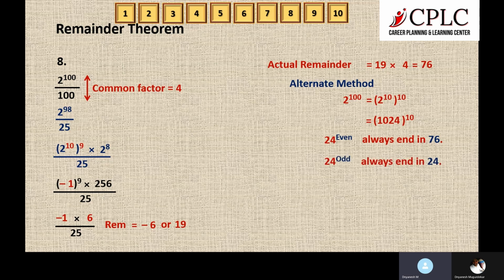So what you realize is that 24 raised to an odd power, the last two digits are always 24, and 24 raised to an even power, the last two digits are always 76. And when you look at this question, 1024 raised to 10, obviously the power is an even power. So that means the last two digits will be 76. So that is the shortcut that you can remember.